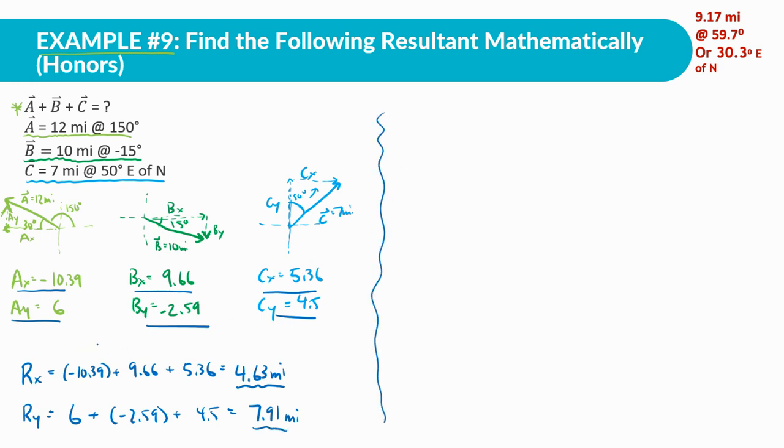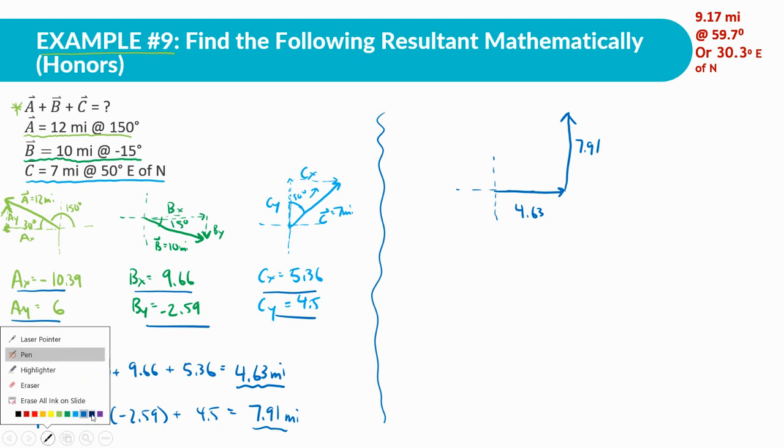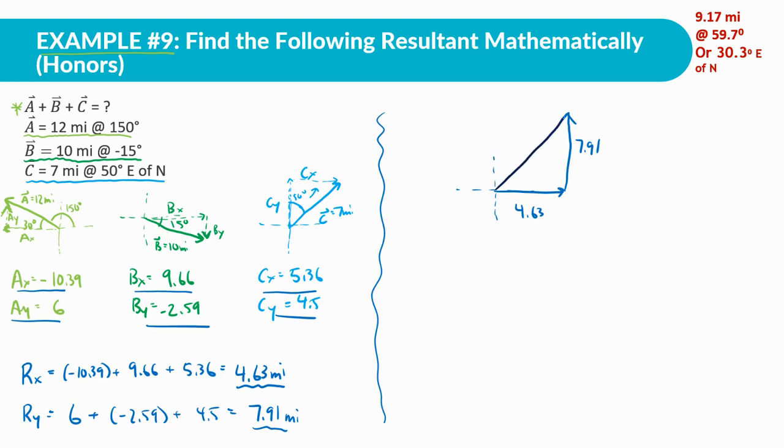Okay, so we found the x and y components of the resultant vector, but now let's combine them. I'm going to draw it out roughly. So we have 4.63 going to the right, and then we have 7.91 going up. And our resultant vector, maybe I'll do that in dark blue. This is my resultant vector, and this is the angle of my resultant vector.